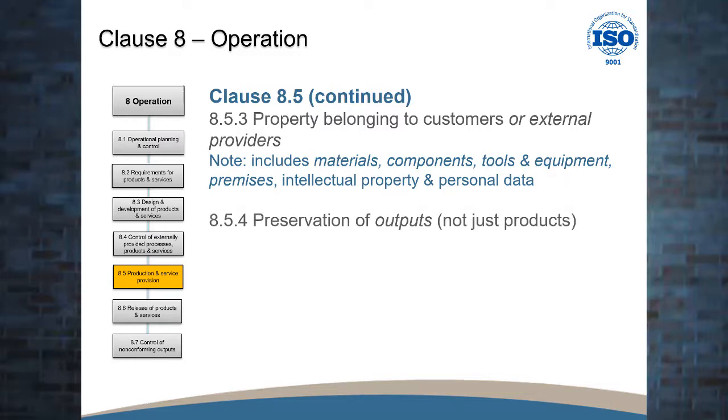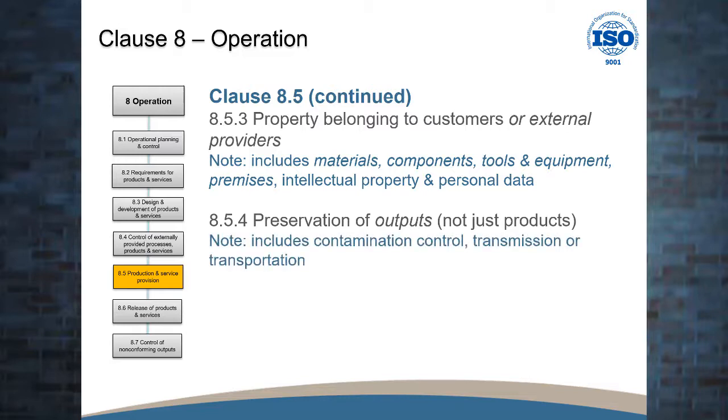8.5.4, preservation of outputs. Again, outputs to include service and other process outputs, not just products. So what do you do in terms of preservation of all of your outputs as it relates to non-product aspects of your operations? So this also includes a note, includes contamination control, transmission, or transportation, and those items are new to the note in the preservation piece.